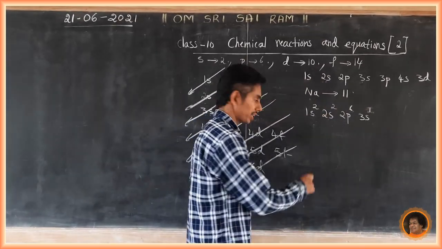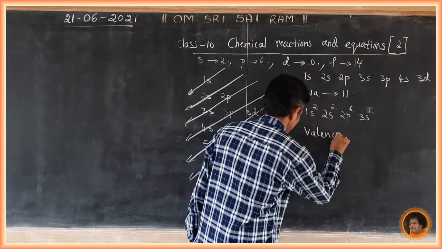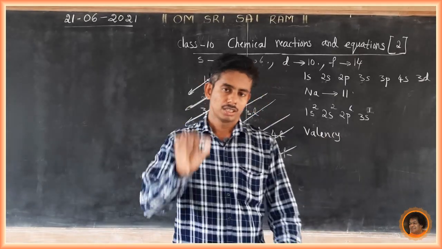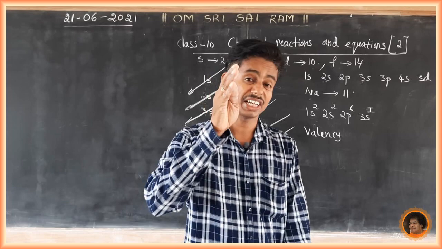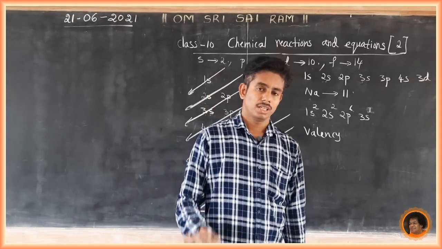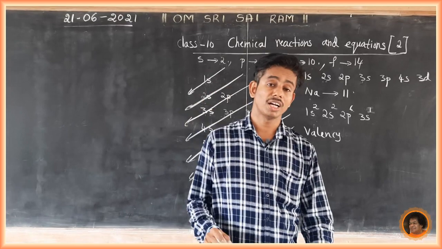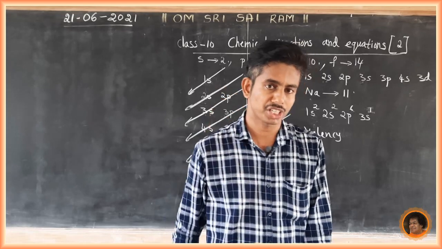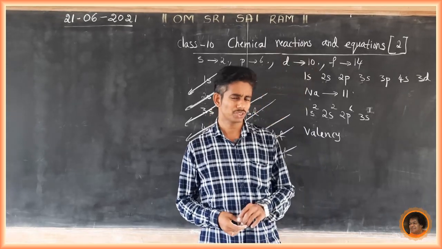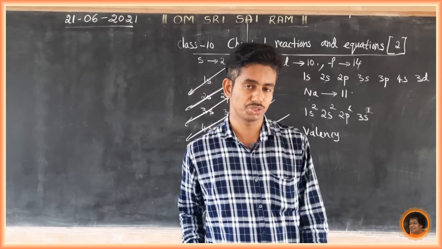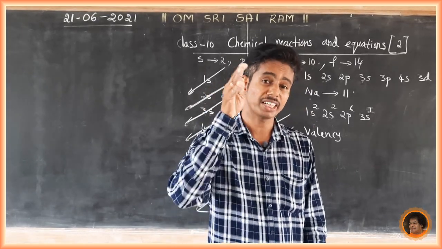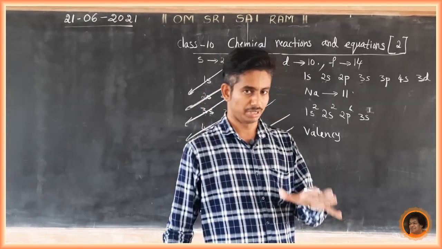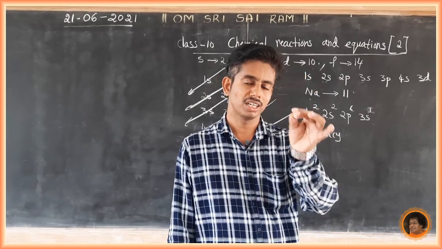Using this electronic configuration, we can find the valency of sodium. How to find the valency? For valency, we have to know the octet structure. What do we mean by octet structure? Every atom or element wants to get an octet structure in its outermost shell. When it gets the octet structure, it becomes stable, which means it does not react with any other elements. Therefore, every element wants to get the octet structure.